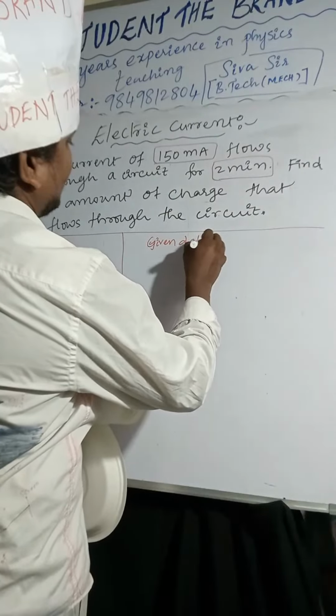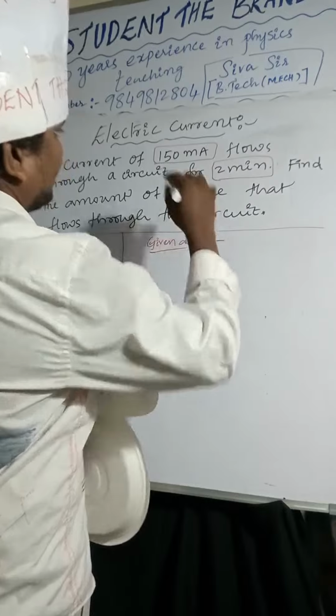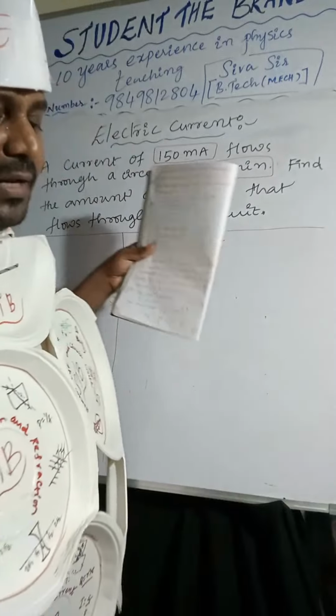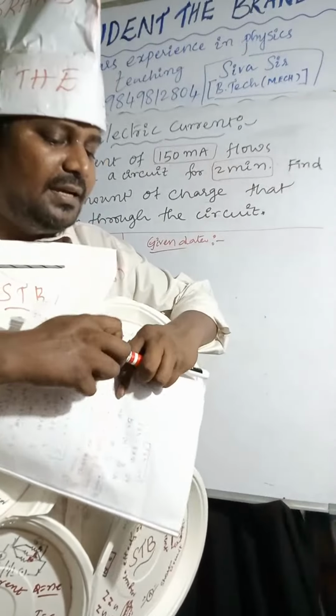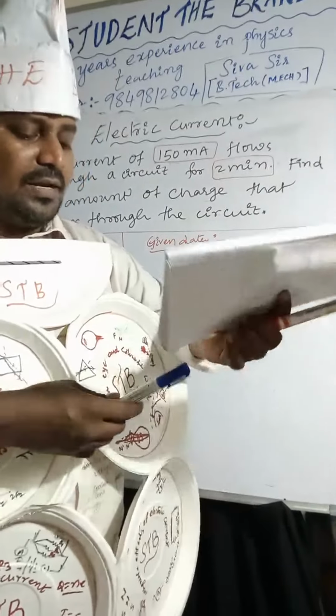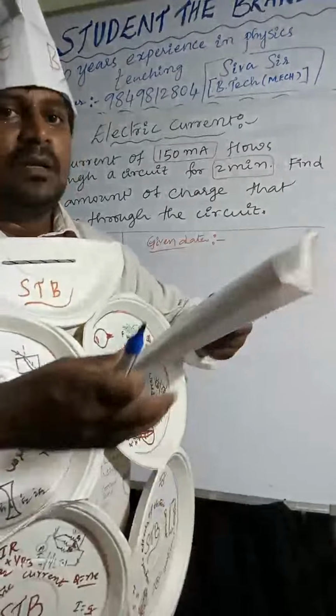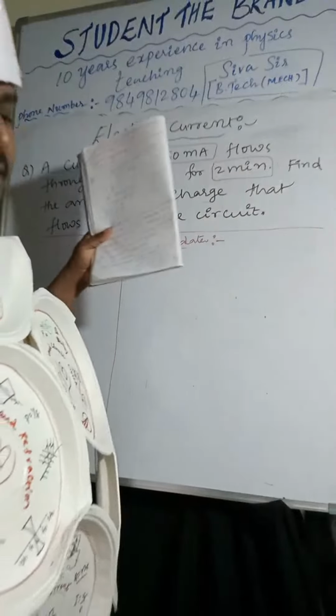Given data. Current is given. How much is given? 150 milliampere. Yes. So 18 C, 18 coulomb is correct. So very good, good job. Okay, so 18 C. Now you are saying.